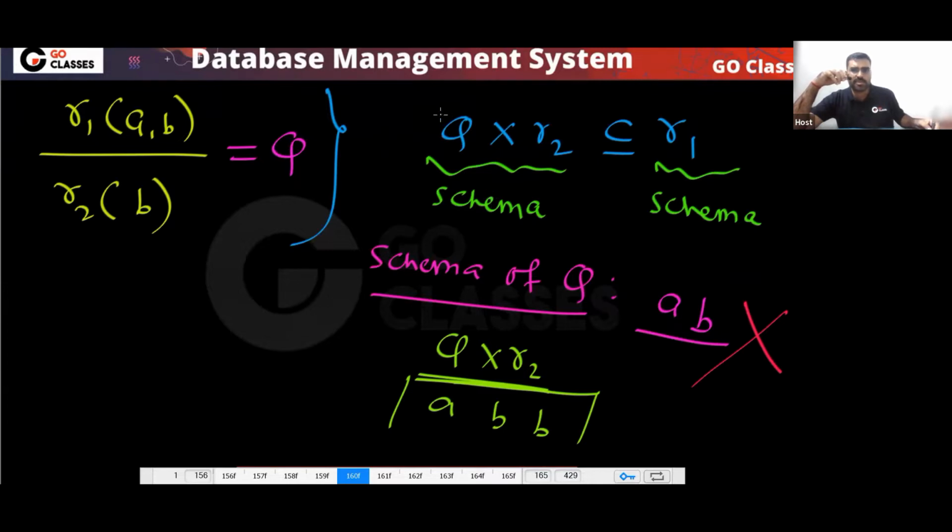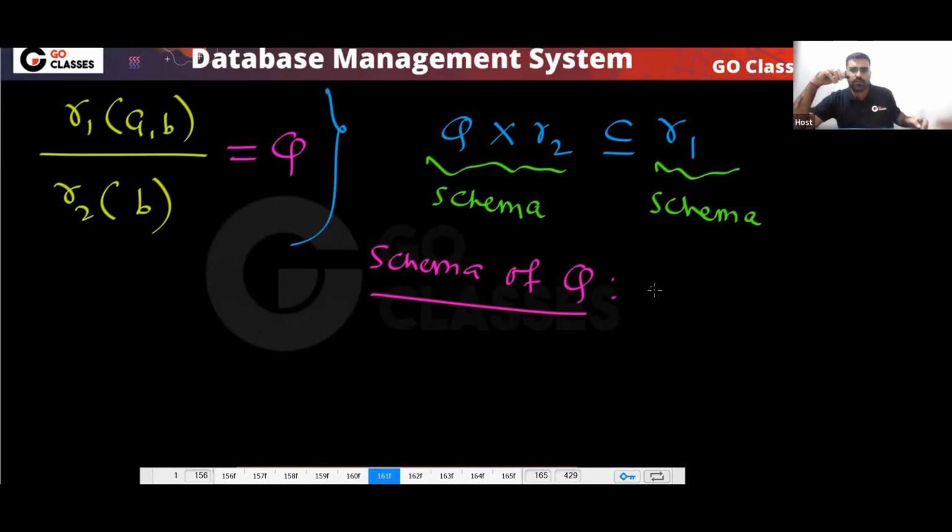So what should be the schema? Very simple. Q cross R2 schema should be same as R1 schema. So Q schema must be same as A. Yes, correct. So from here I can say the Q schema will be A only. So in the Q, you will have only one attribute A. Okay. Now that is fine. Now what we need to do?